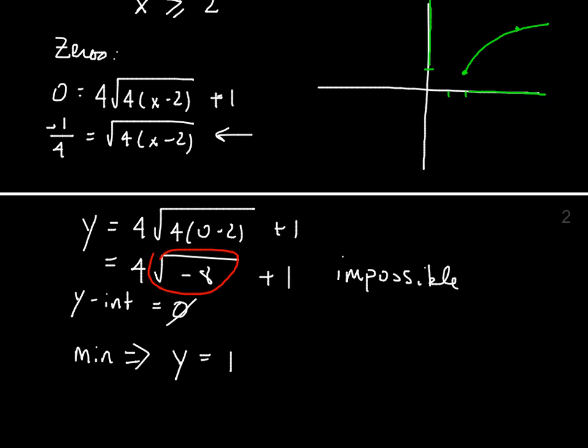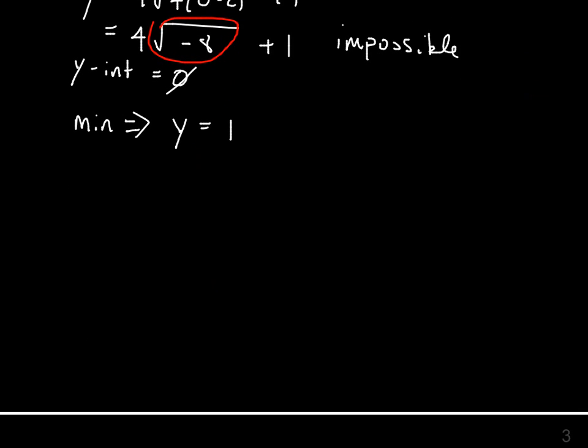And this is always true. It's always true that the minimum or maximum of a square root function is the k, so the y value of your starting point. After that, we will try to find the inverse of this function. So let's do the inverse now.